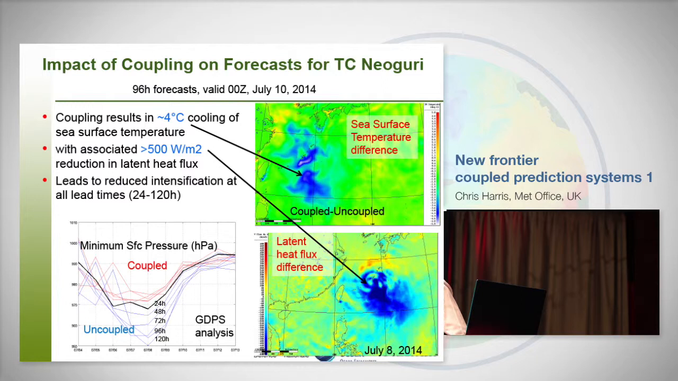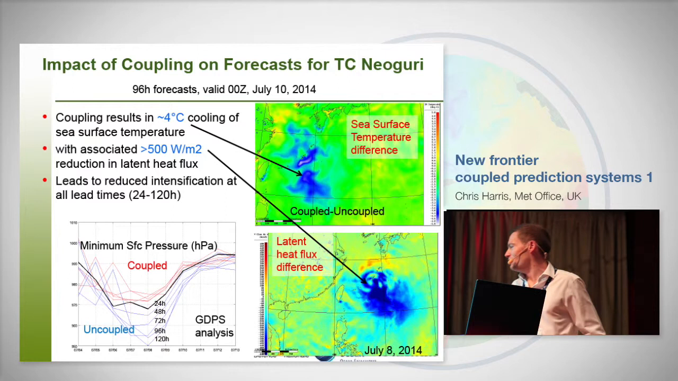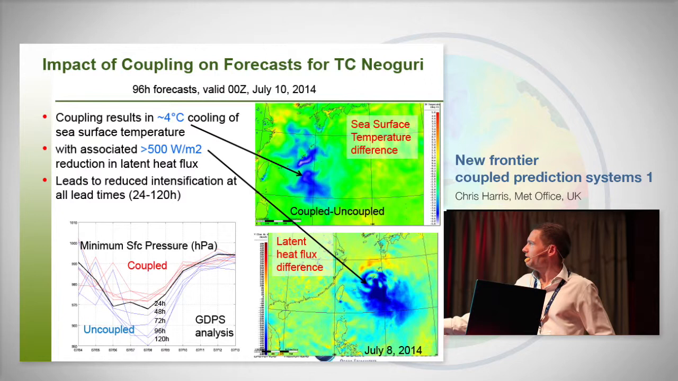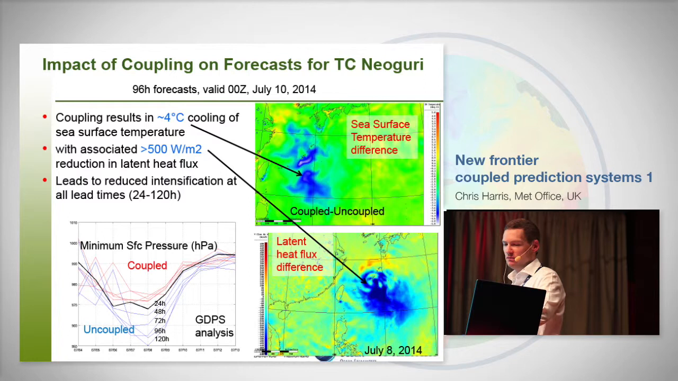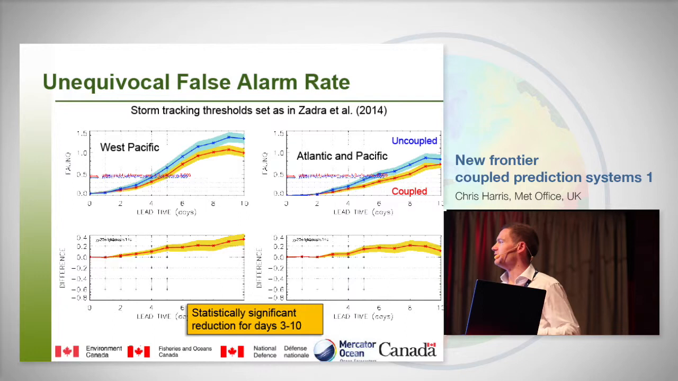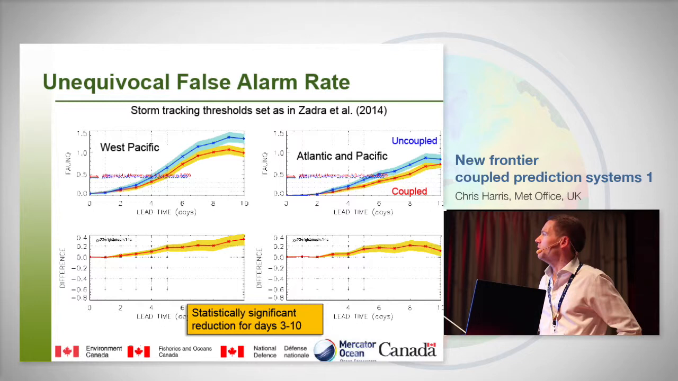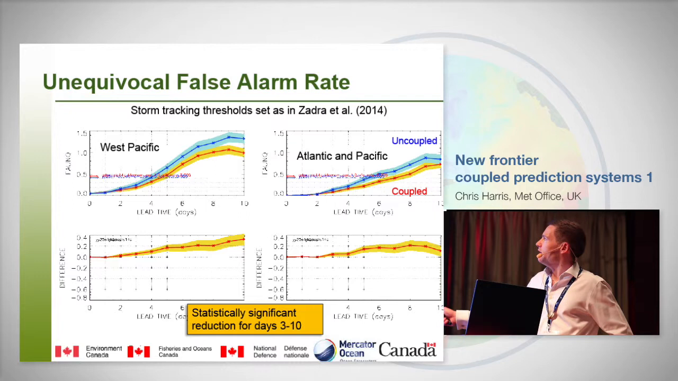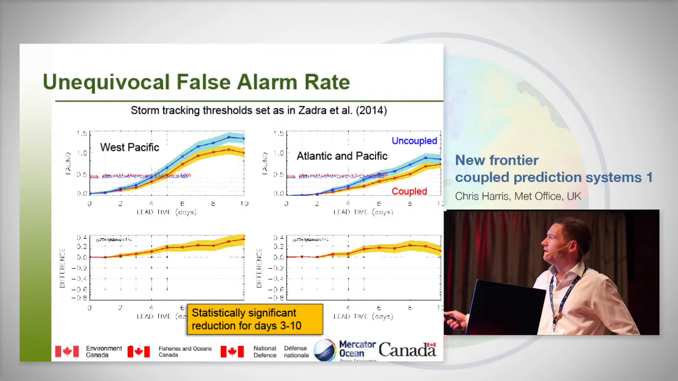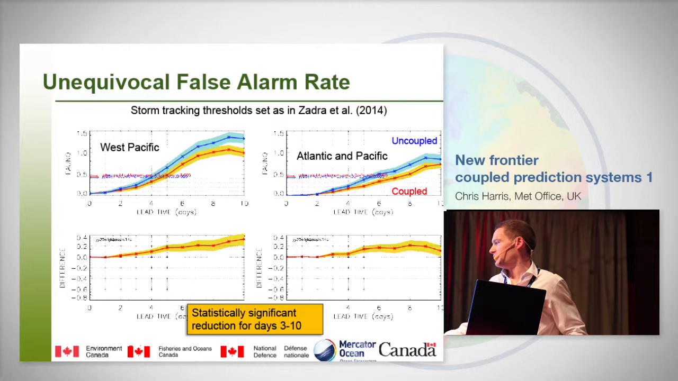And this plot on the bottom right is showing the really big difference that the latent heat flux is making between this sea surface temperature and this sea surface temperature. So it's having a massive difference on the heat being passed into the atmosphere. And this is another way of looking at some of their results from tropical storms, looking at the false alarm rate. Again, in all basins, they see the difference between the blue line, the uncoupled atmosphere system, and the red line, the coupled atmosphere system, seeing a significant reduction in false alarm rate, which they say is statistically significant from about day three onwards. So positive results, consistent with what's been seen in other systems.